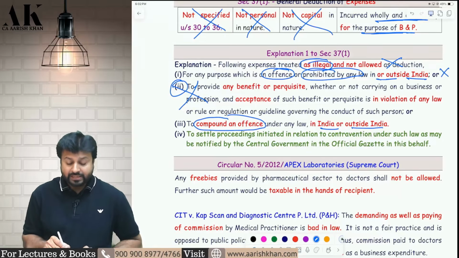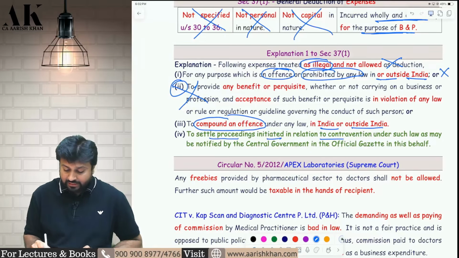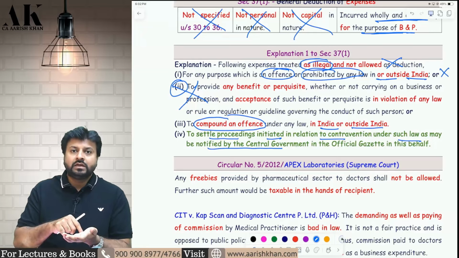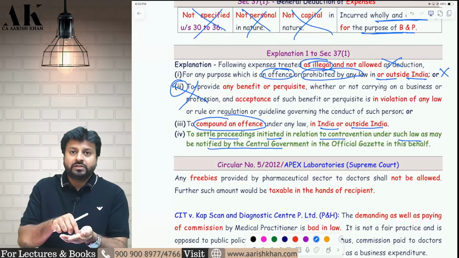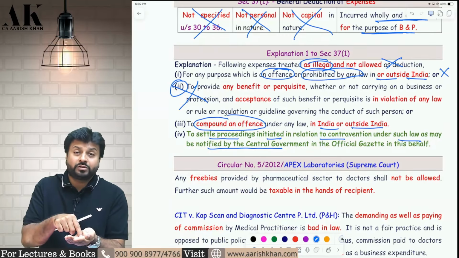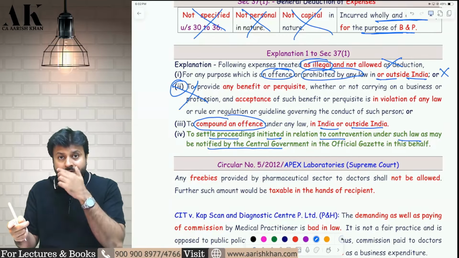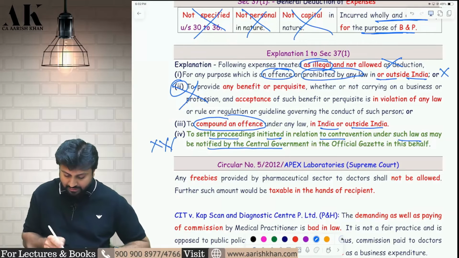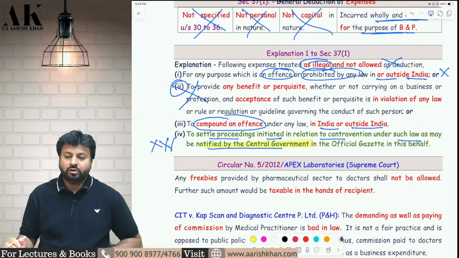If you incur expense to settle proceedings initiated in relation to contravention under such law as may be notified by the central government. So the central government will notify a few laws, and in those laws, if you are violating any provision, and to settle that particular thing, if you are making some payment to the government to settle that proceeding, then that settlement amount which you are going to pay will also not be allowed to you under the income tax law. Now, which laws are there, sir? I don't know. The government is going to notify those laws. They have not notified so far. So whenever they notify, at that point of time, I will be able to say. As of now, I don't know which laws are there.